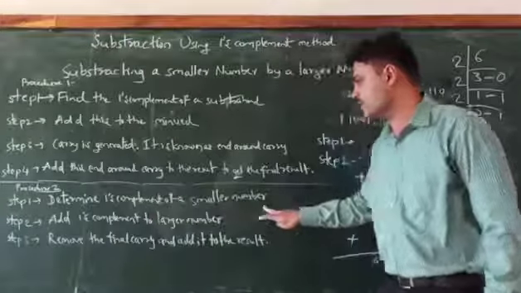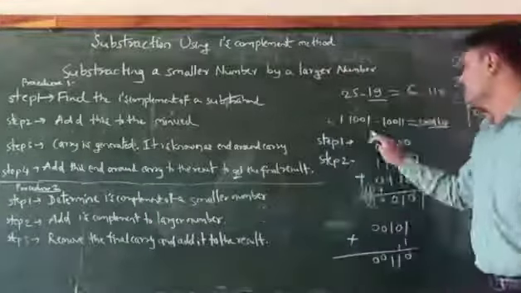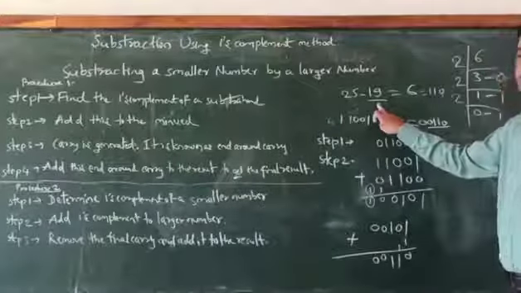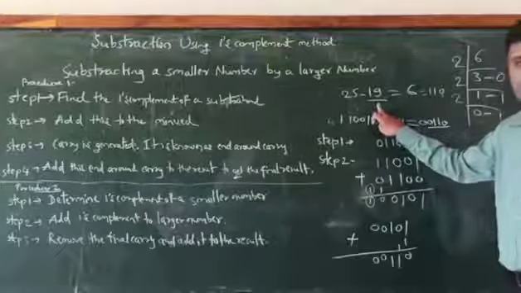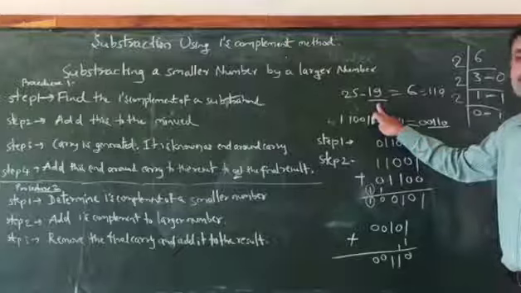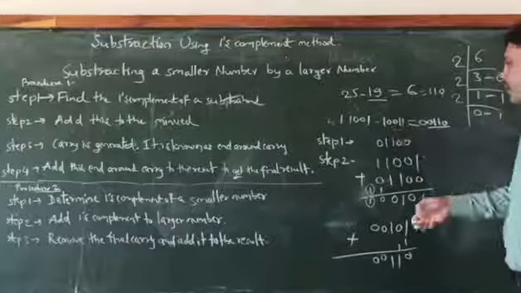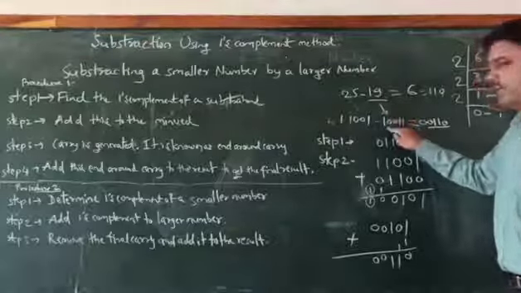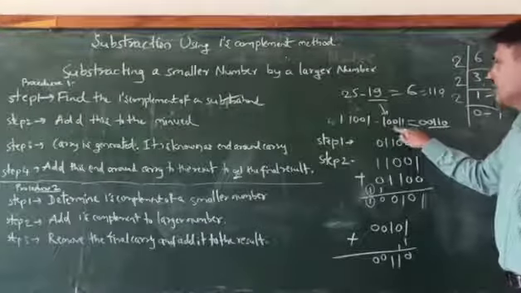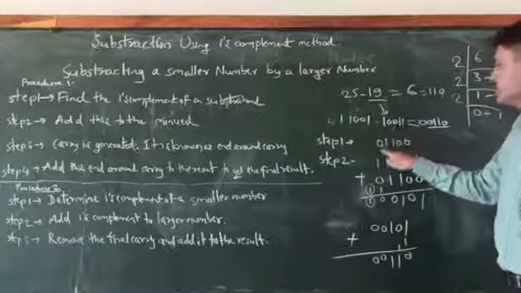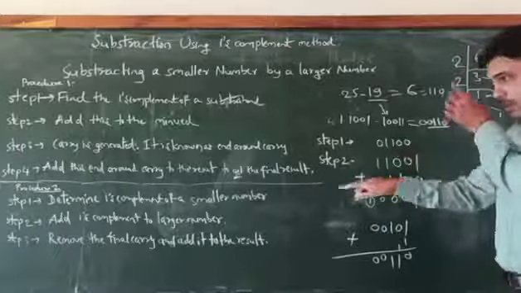Determine the ones complement of the smaller number of the two. Which one is the smaller number here? 19 is the smaller number. So we need to determine the ones complement of the smaller number. When we are converting 19 to binary, the answer will be 1 0 0 1 1. The ones complement of the smaller number is 0 1 1 0 0.